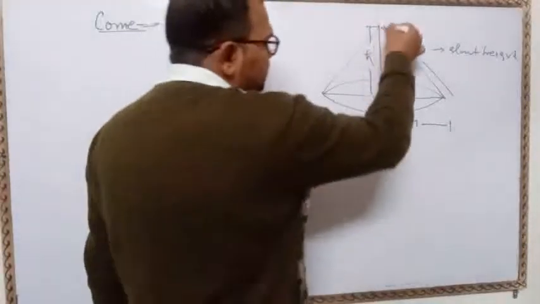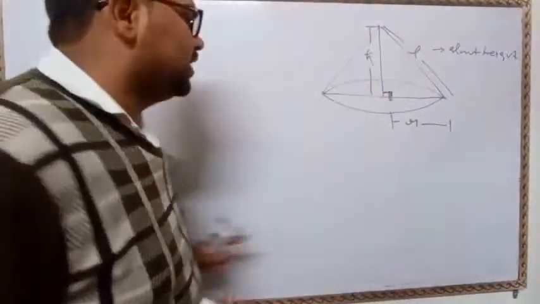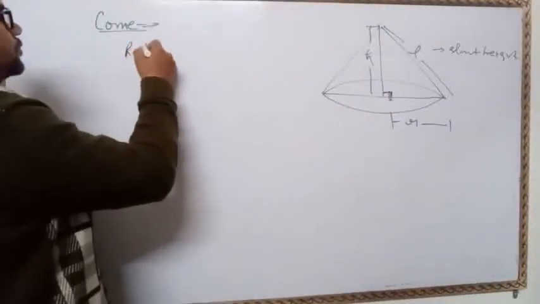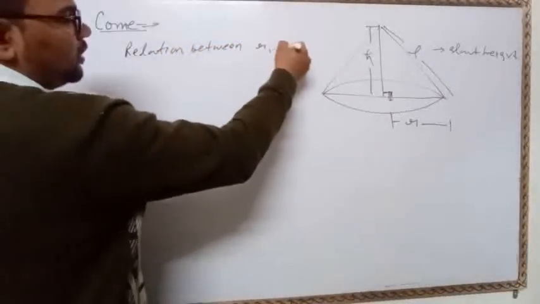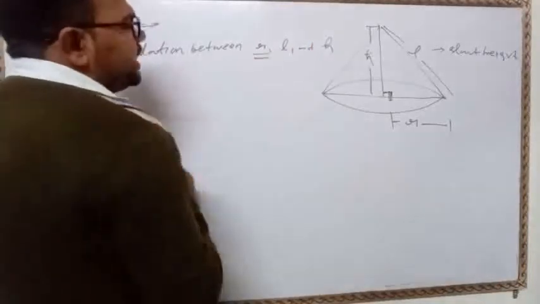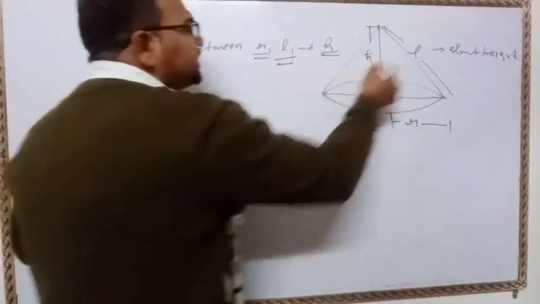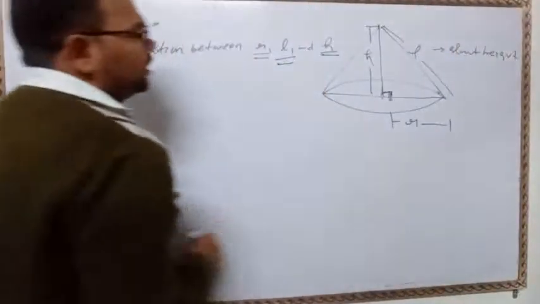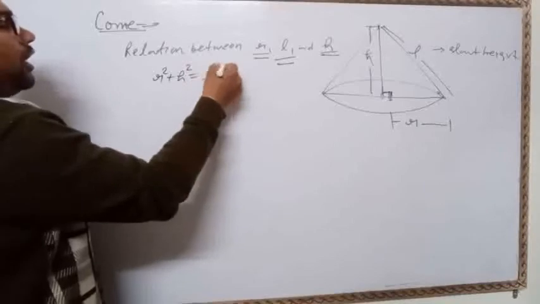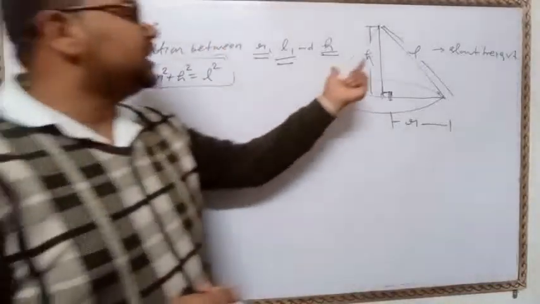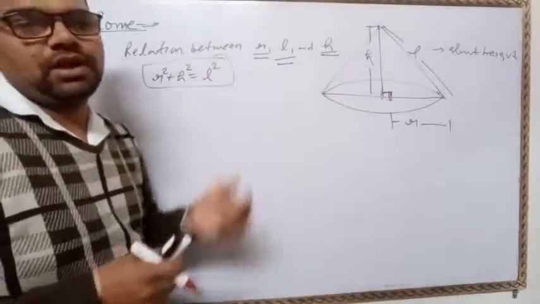First of all, we will know the relation between r, l and h. Think about it, this is a right angle triangle. So we all know very well the Pythagoras theorem. R is radius of base, h means vertical height, l means slant height. So hypotenuse square: r square plus h square equals l square. If there are three things and we know any two, we will find the third by using this.